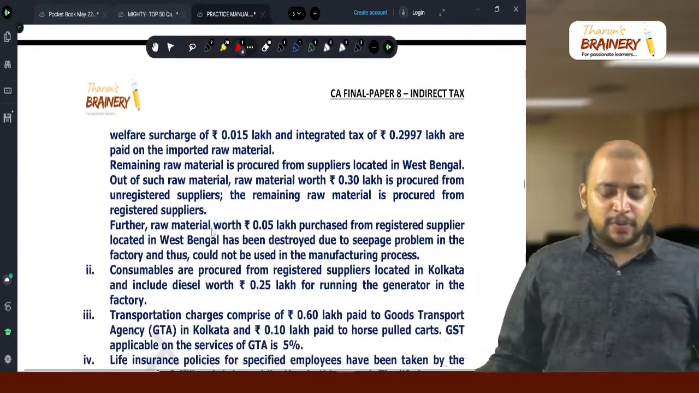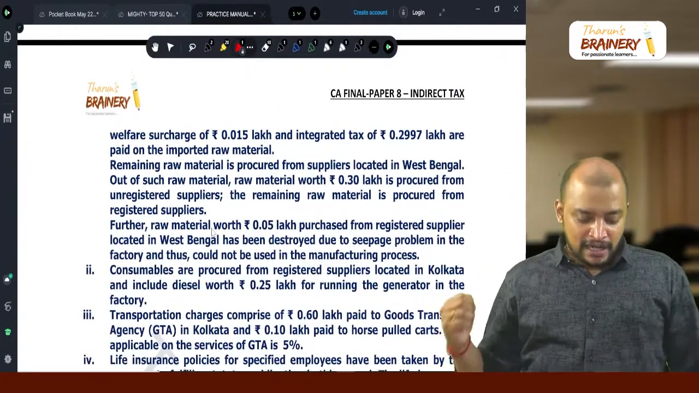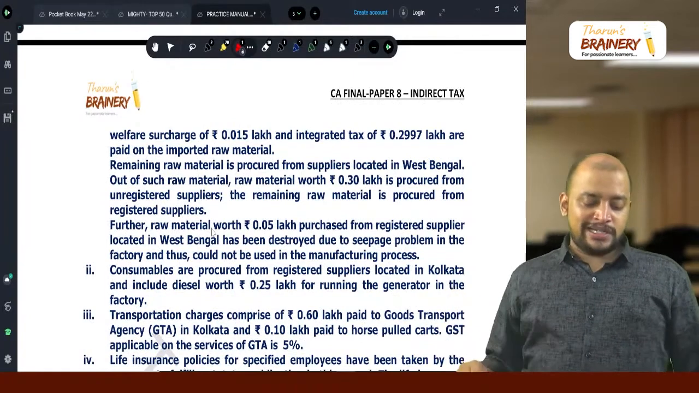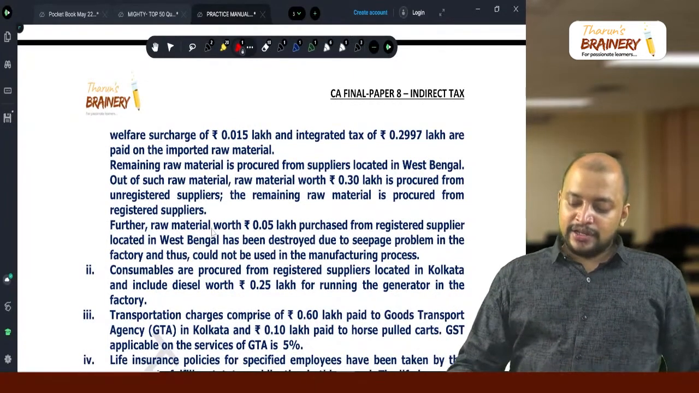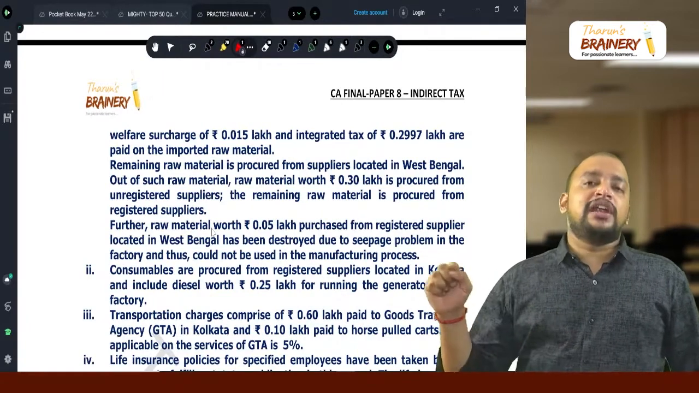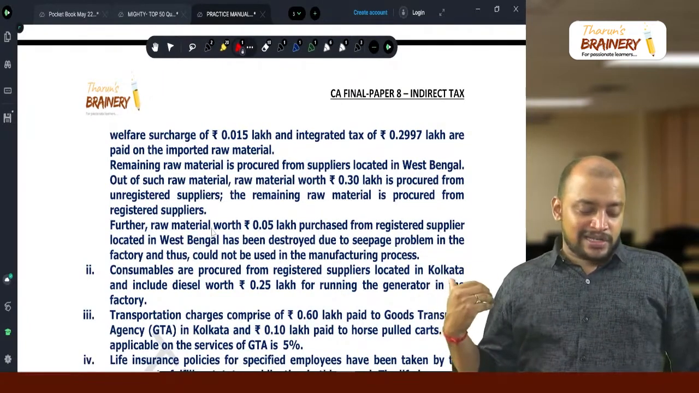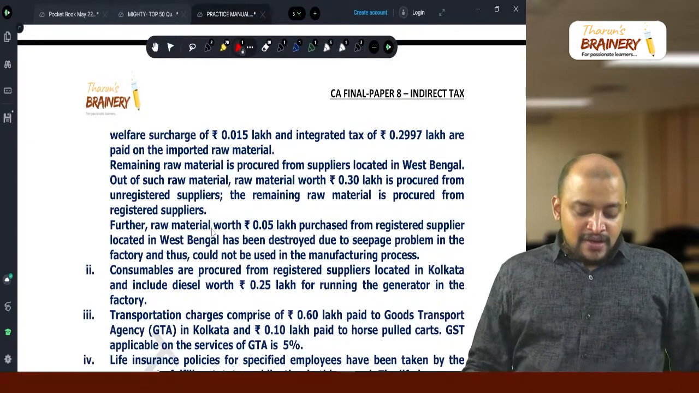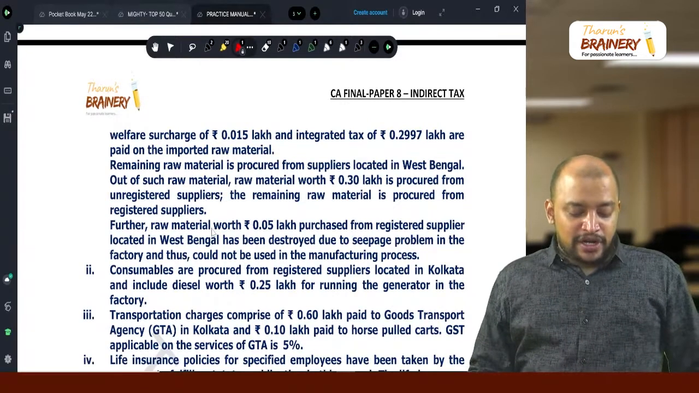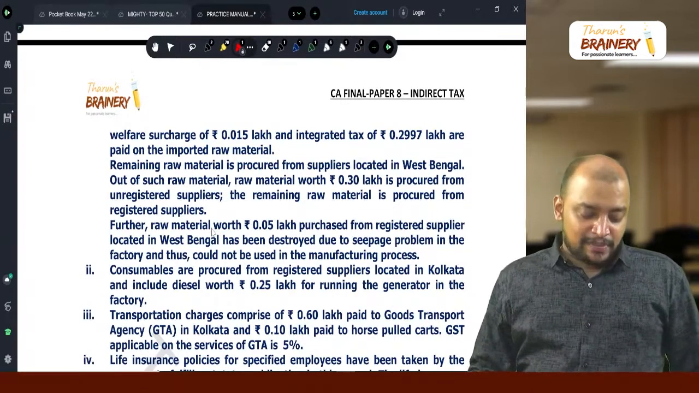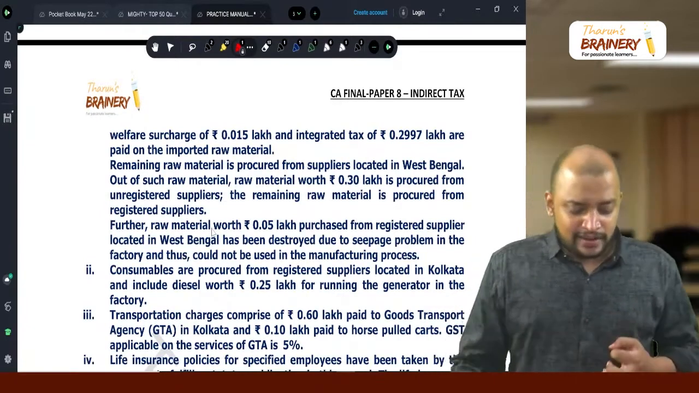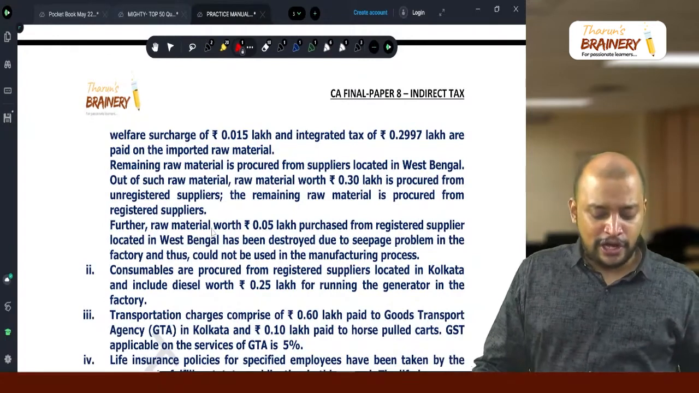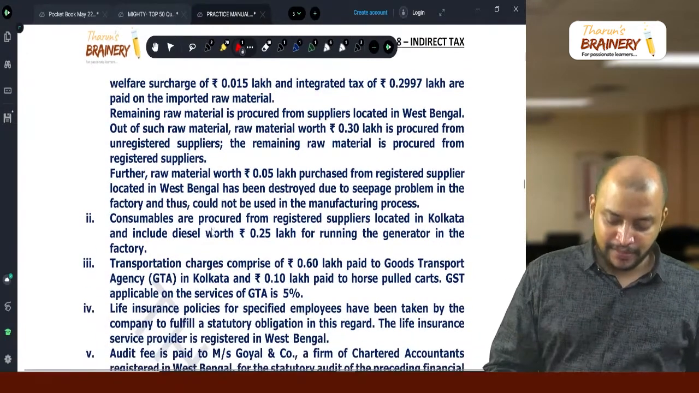Remaining raw material is procured from suppliers located in West Bengal. Out of such raw material, worth 0.3 is procured from an unregistered person. So minus 0.3 means 0.9 is purchased from a registered supplier. Further, raw material worth 0.05 lakh purchased from a registered supplier located in West Bengal has been destroyed due to a seepage problem in the factory and thus could not be used in the manufacturing process.